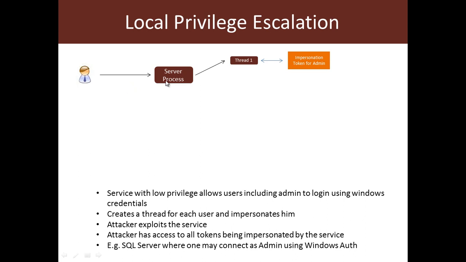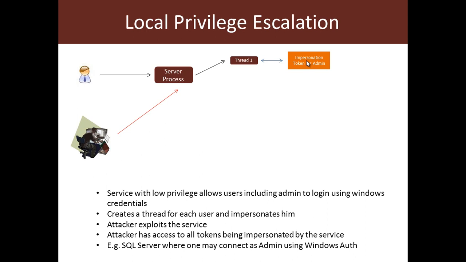users on the system. Now, let's say the admin logs on using his credentials to the server process, and one of the threads of the server process gets the impersonation token for the admin and is running on his behalf and doing various tasks. Now here is the problem. What if an attacker breaks into the server process by using an exploit or some other means?